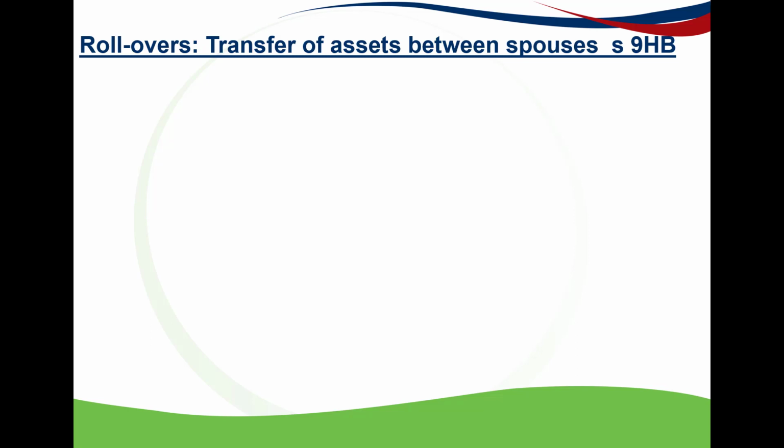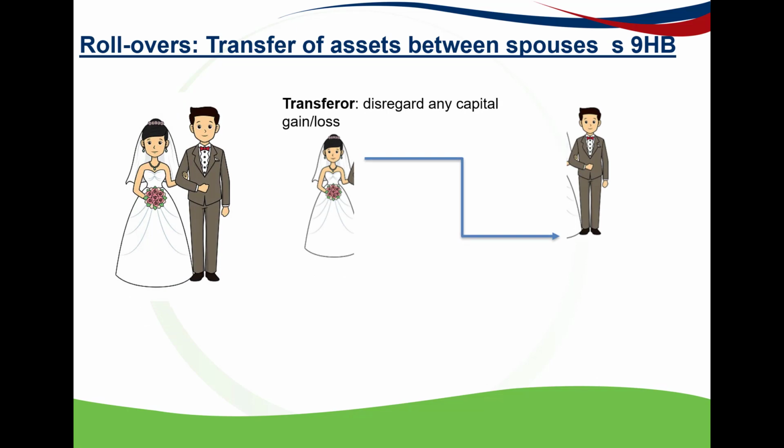The rollover that is in scope for us is the transfer of assets between spouses. Please note that this rollover relief is found in Section 9HB of the Income Tax Act, and it is not in the 8th Schedule. A spouse who transfers, that spouse we will refer to as the transferor. A spouse who transfers an asset to their spouse must disregard any capital gain or loss.